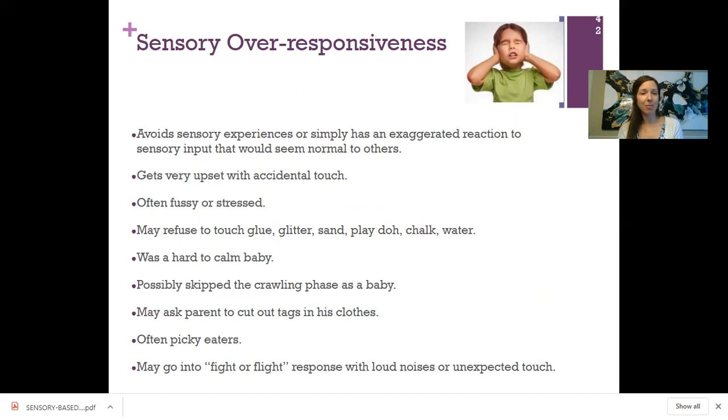They possibly skipped the crawling phase as a baby, because if you're over-responsive, you may not like the sensation of carpet or grass on your hands, and you might say, I'm going to wait, pull up on the furniture, and just walk. Remember that homunculus with the huge hands? A baby with tactile defensiveness might skip crawling because they don't want to touch. They might ask parents to cut out tags in their clothes. They are often picky eaters, and they might go into fight or flight with loud noises or unexpected touch.